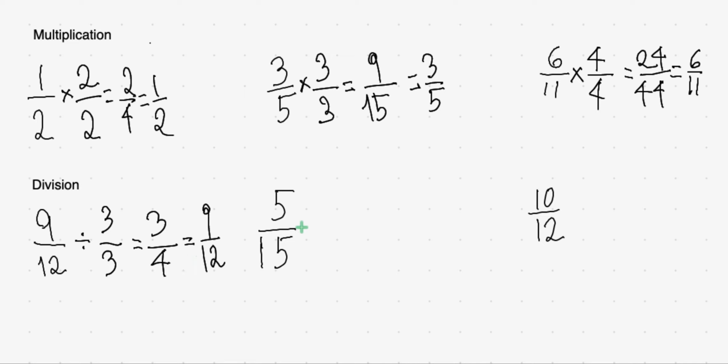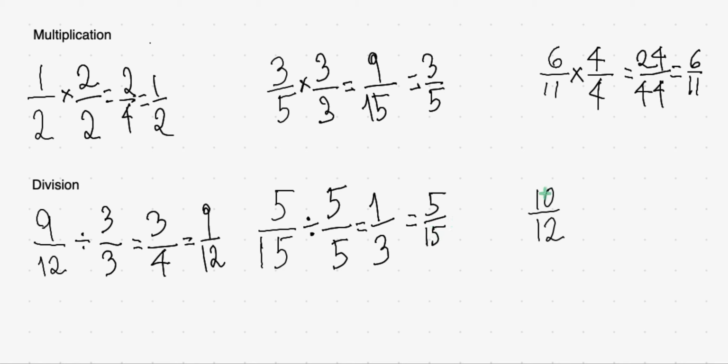Our second example for division is 5/15. In this fraction, I think we should divide both the numerator and the denominator by 5, because they both end with 5, which means they would be divisible by 5. Let's divide the numerator by 5 and the denominator by 5. Now 5 divided by 5 is 1, and 15 divided by 5 is 3. That means 1/3 equals 5 over 15, and vice versa.